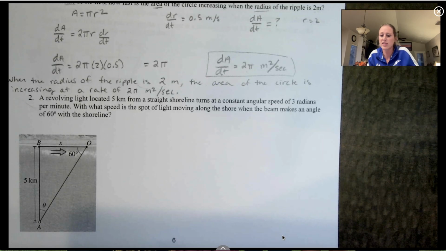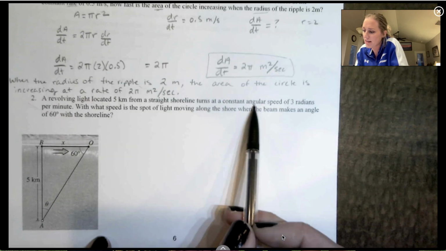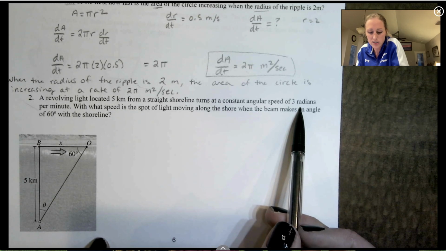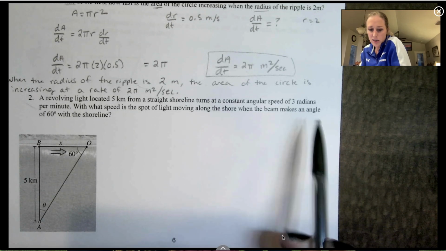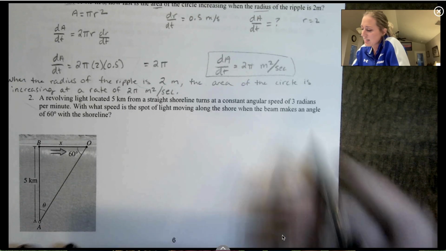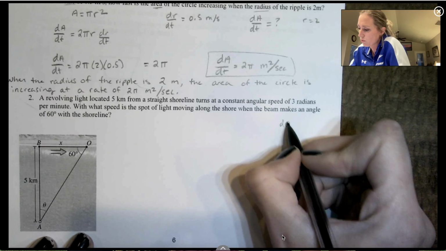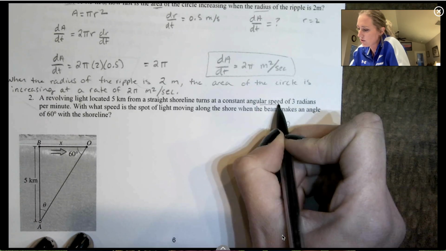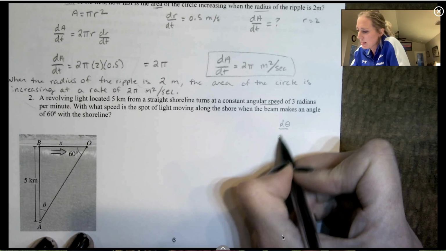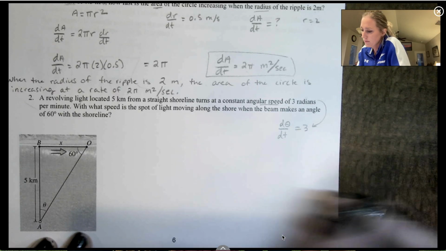And basically, again, we need to create an equation that we're going to differentiate, but we need to look at what we know already. So we have a constant angular speed. Angles are often measured in theta, so I'm going to call the rate of our angle, or our angular speed, dθ/dt. That's going to be 3. So that's this piece, okay?